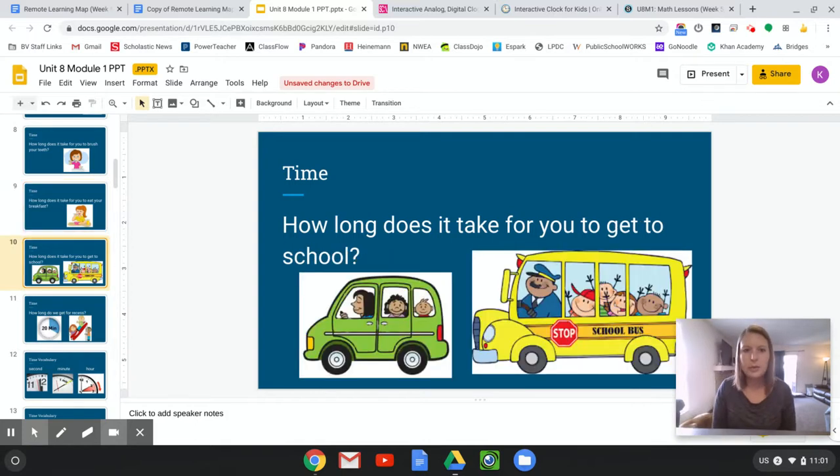All right, and the last one says, how long does it take for you to get to school? That could be riding in the car, that could be riding on the bus, and that's going to be different depending on where your house is. So you might live closer than some friends or farther from some other friends. Now, we're not going to school right now, so we'll have to figure that one out the next time we go to school.